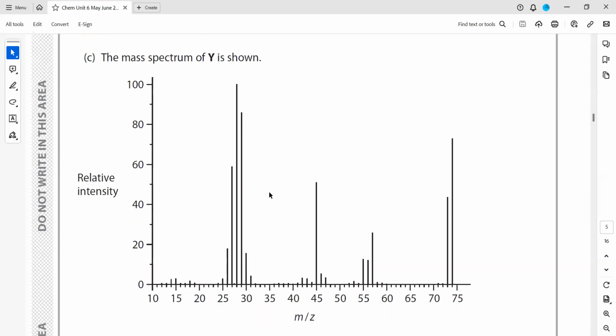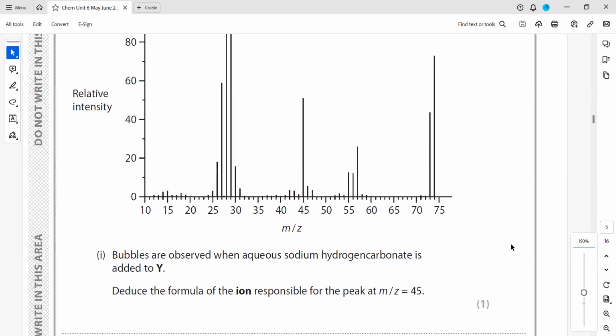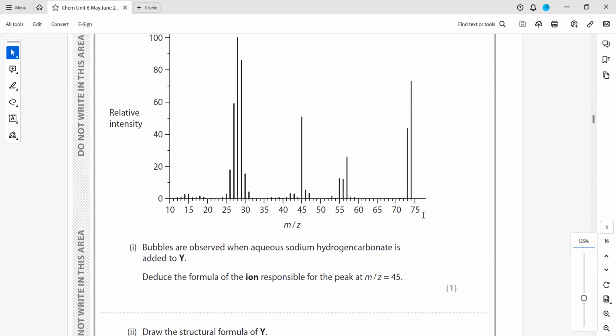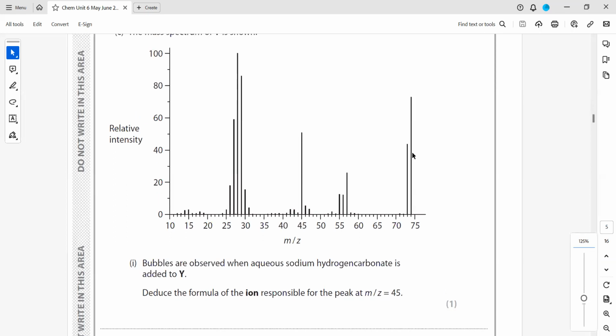The mass spectrum of Y is shown. This is the mass spectrum of Y. Bubbles are observed when aqueous sodium hydrogen carbonate is added to Y. So if we add a metal carbonate and it gives bubbles, this gives an indication that there must be a carboxylic acid.